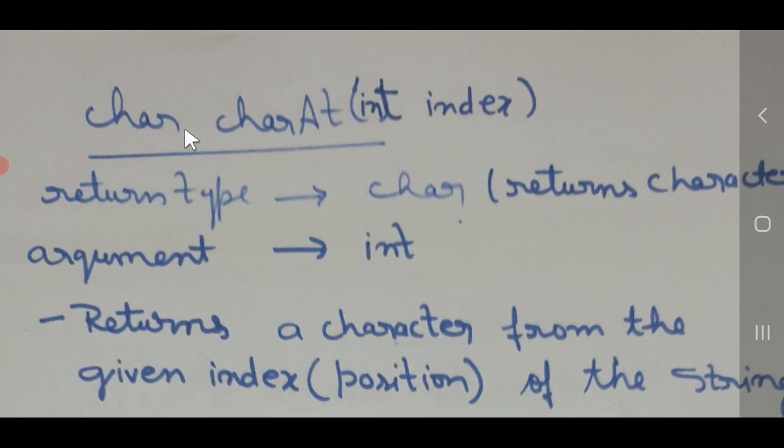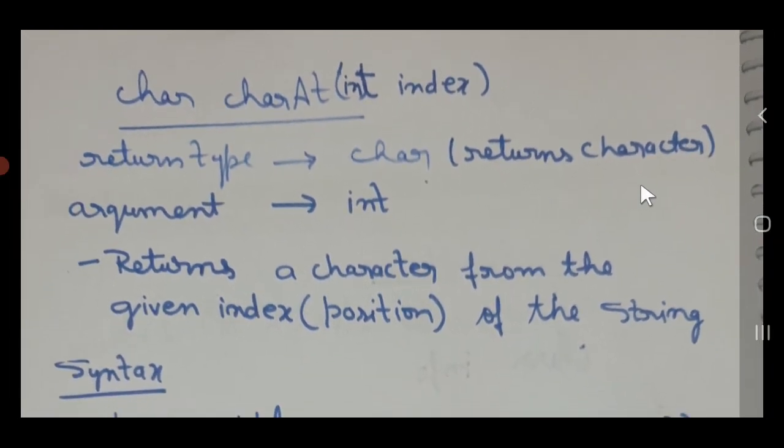Students, after that we have charAt(int index). So here char, you can see it's a return type, means it will return the character at a particular position. So that position is what? Index. So you have to pass the index here. This charAt function will definitely be called using the string object name. So here I have written return type char, which means that it returns a character. Then the argument is of type int. It returns a character from the given index, that is the position in the string.